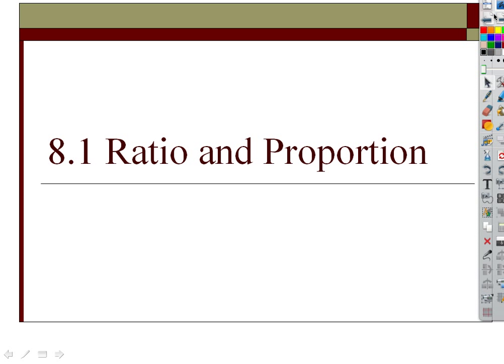Remind me real quick, what is congruency? If I say that two things are congruent.